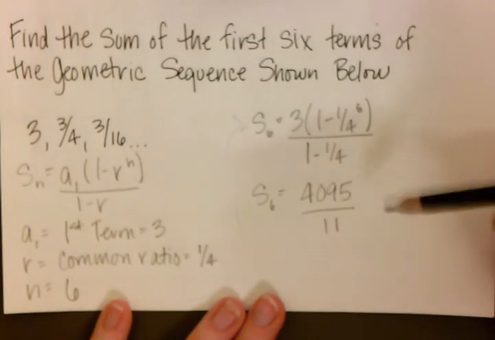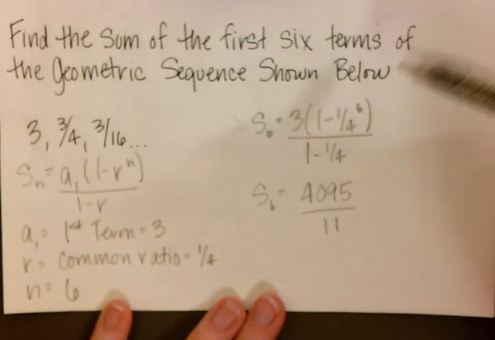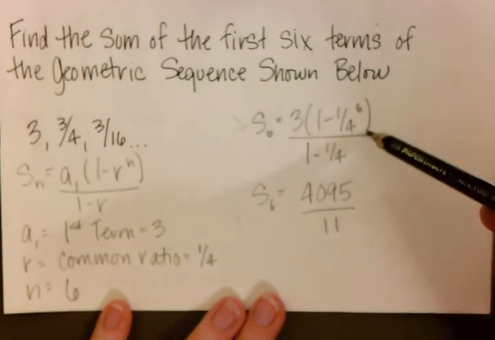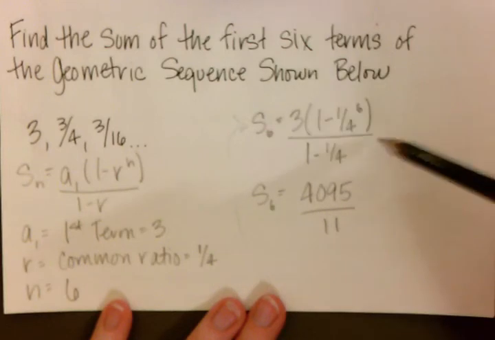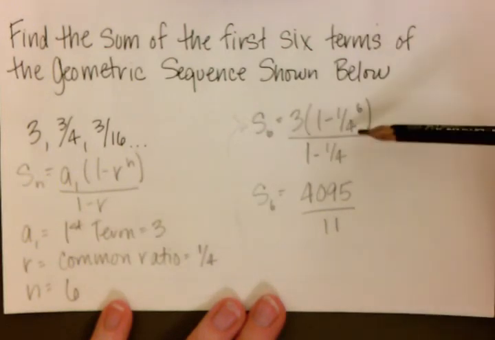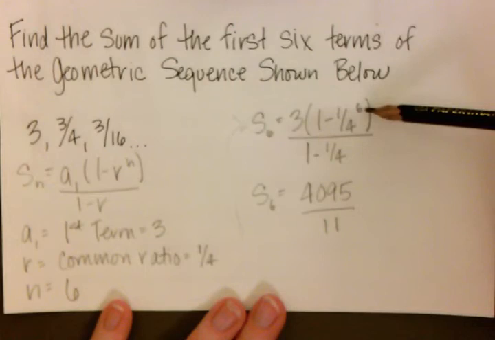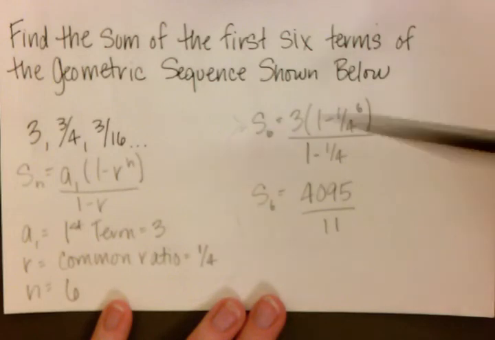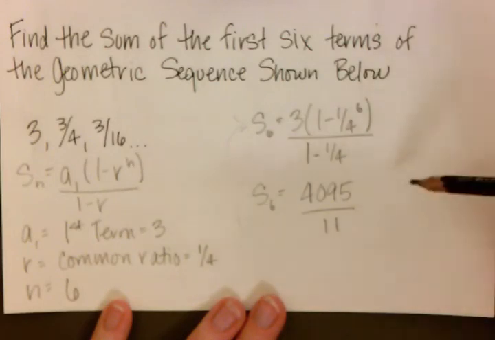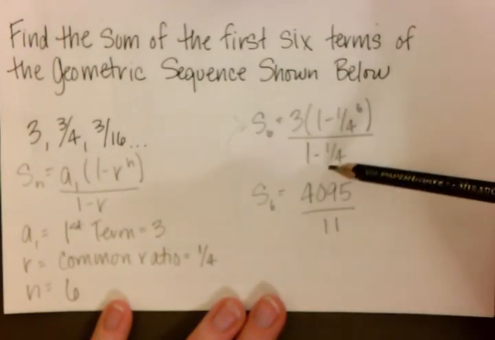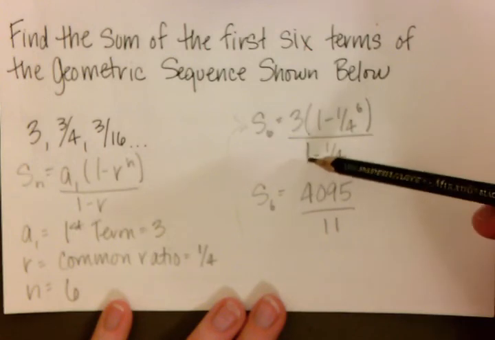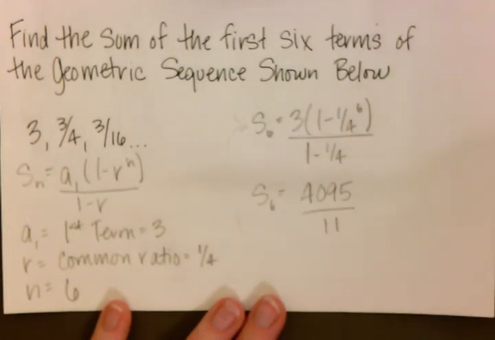I'm not going to show you how to do that, but I will give you this clue. Remember that when we work these, we sort of go from right to left. So what we're going to want to do is take 1/4 and raise that to the 6th power. Then we're going to want to take 1 minus the number that you get, and then multiply that by 3. So you sort of work from right to left. And then, of course, you want to divide that by 1 minus 1/4, and we know that that's 3/4. So that's just sort of how you solve that.